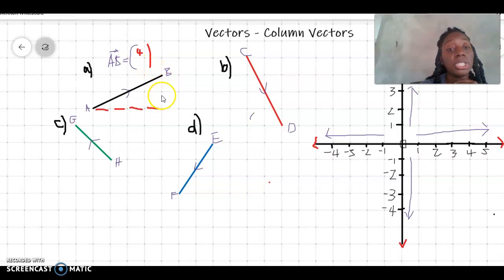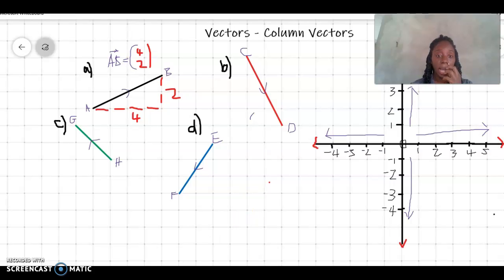and our vertical shift is 1, 2. This 2 is positive. Remember, all movement towards the north is positive. So once again, our horizontal shift is 4, our vertical shift is 2. Hence the column vector is 4, 2.